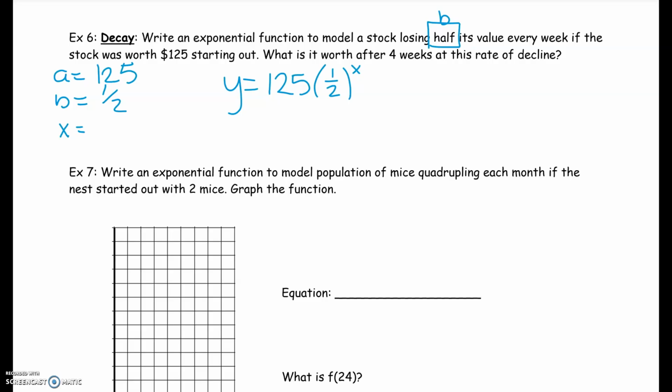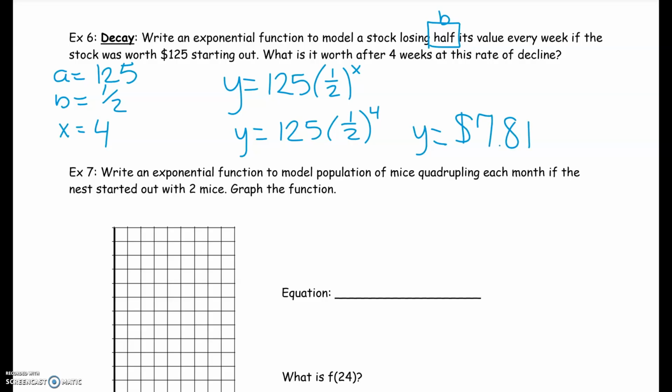Now we can answer the question, what is it worth after 4 weeks at this rate of decline? So if I plug that 4 weeks in, we're going to use our calculator. We're going to type this in using a 4 in place of that x. And when we do that, we're going to get that y is equal to $7.81. Okay, so we could write a sentence saying that after 4 weeks, this stock will be worth $7.81.